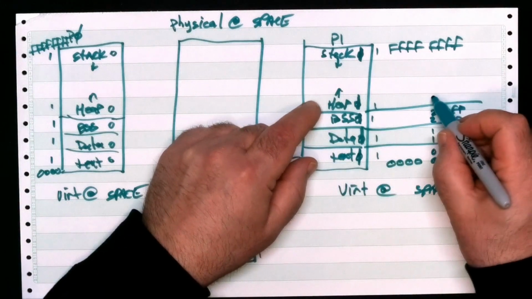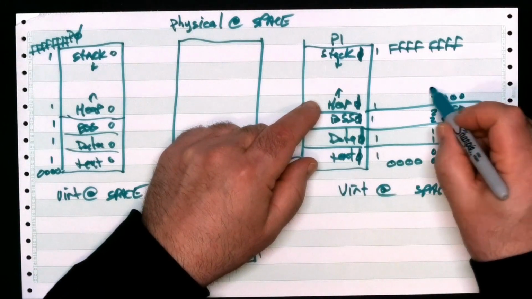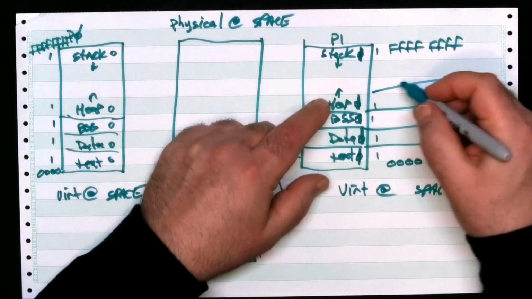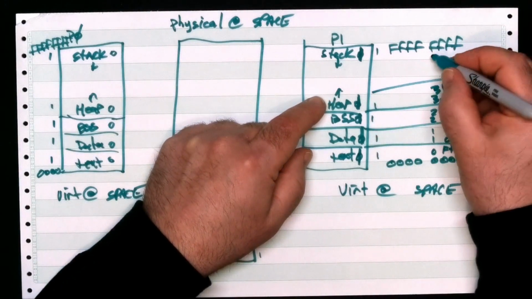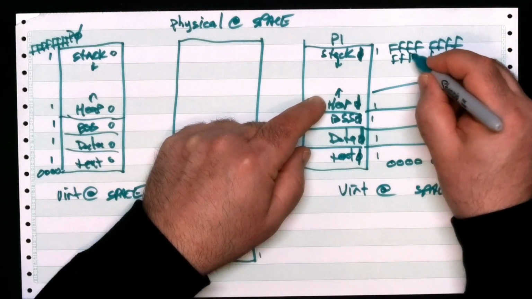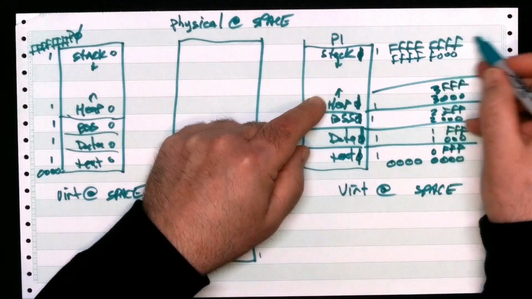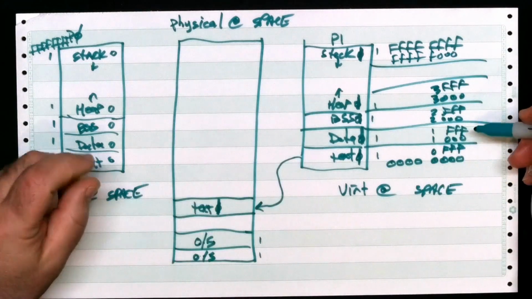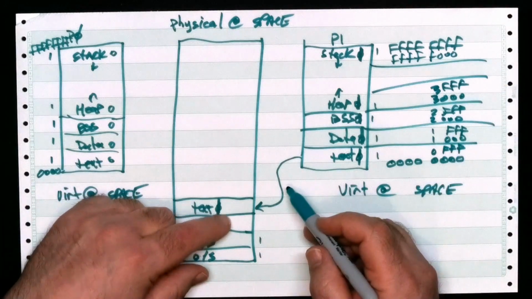Same thing here. It'll be 3000 to 3FFF, right? And this stack here will go from what? F000 to FFFF, like that, all right? One page for each one of these. So there's this mapping going on.